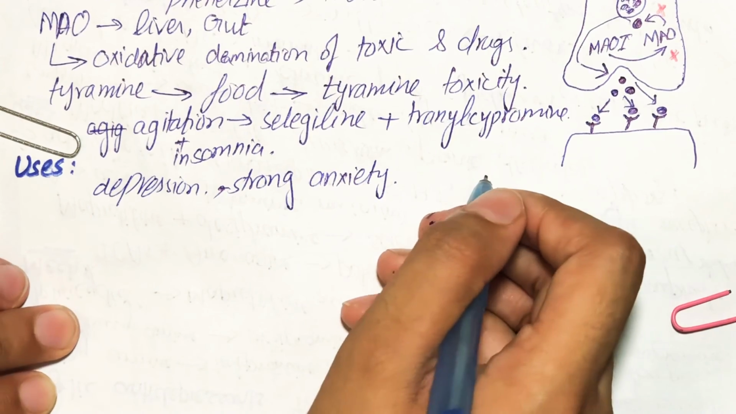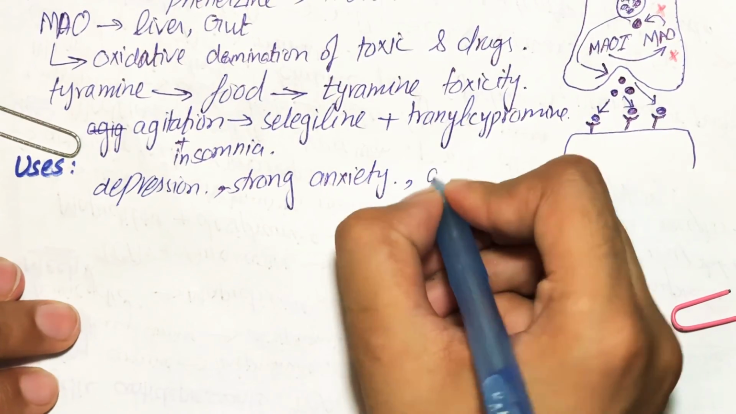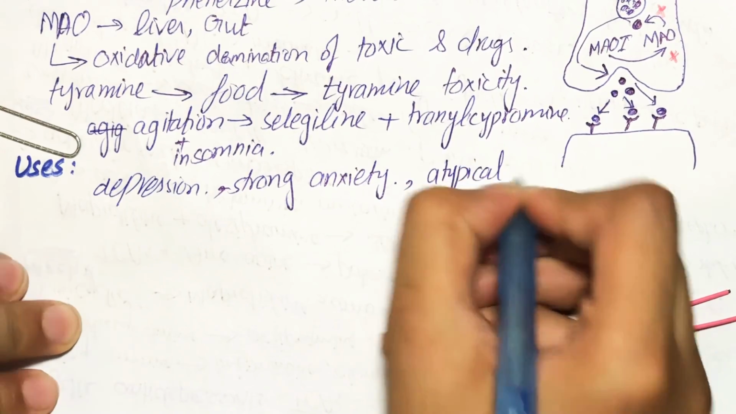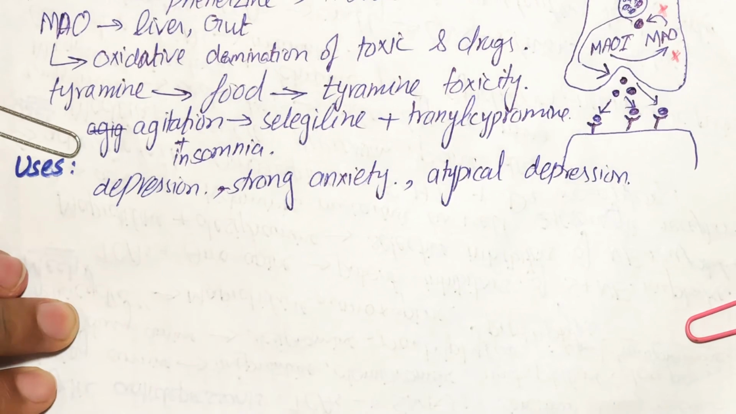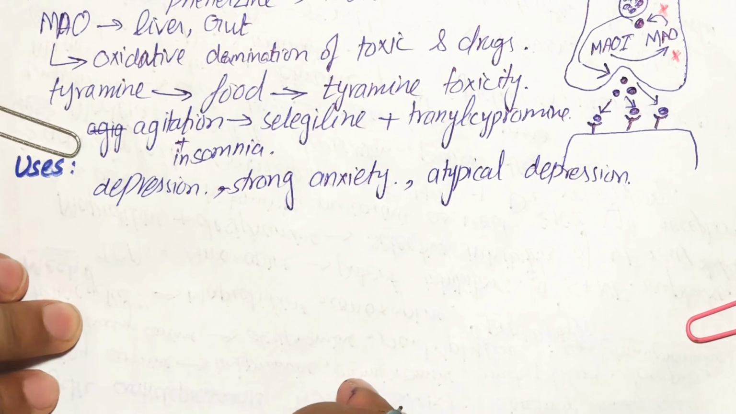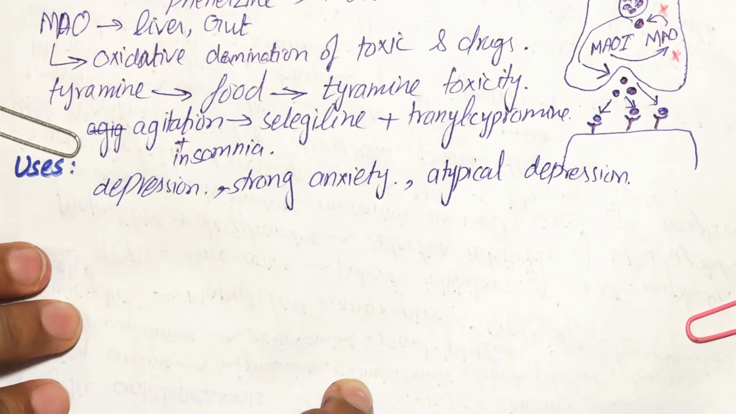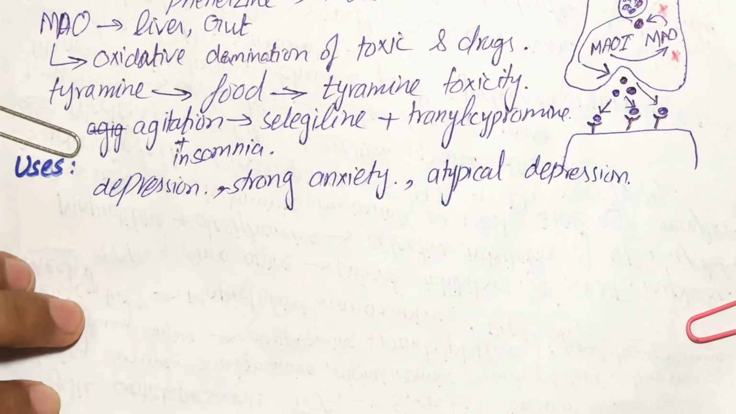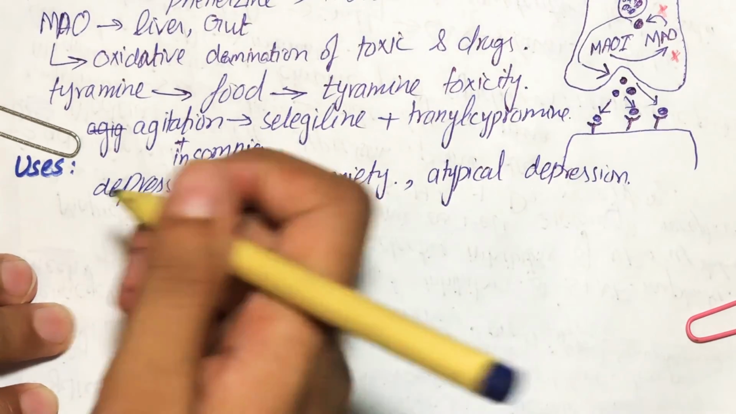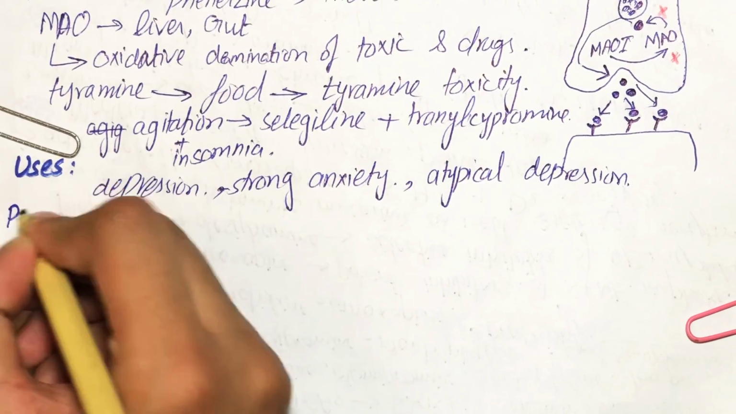And a special subcategory of depression, called atypical depression, may also respond preferentially to monoamine oxidase inhibitors. Because of their risk of drug-drug and drug-food interactions, monoamine oxidase inhibitors are considered last-line agents in many treatments. So, we do not use these agents very often. Next, we are talking about the pharmacokinetics of these agents.